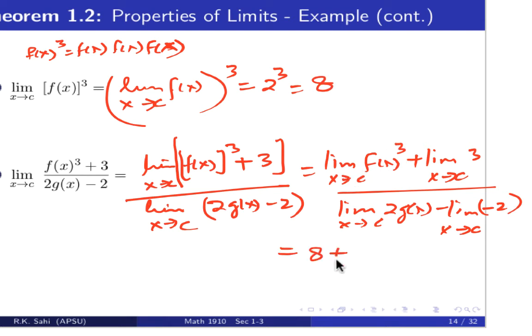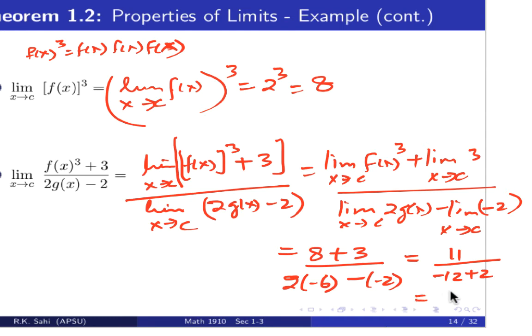Now the top one, limit of f(x)³ as x approaches 3, we have already done the math here, it's 8. The limit of a constant function is 3 itself. So the limit of 2 times g(x) is basically 2 times the limit of g(x), which is 2 times 3, minus 6. Then minus of minus 2, that's the constant. So top is 8 plus 3 is 11, bottom is minus 12 plus 2, the final answer is 11 over negative 10.